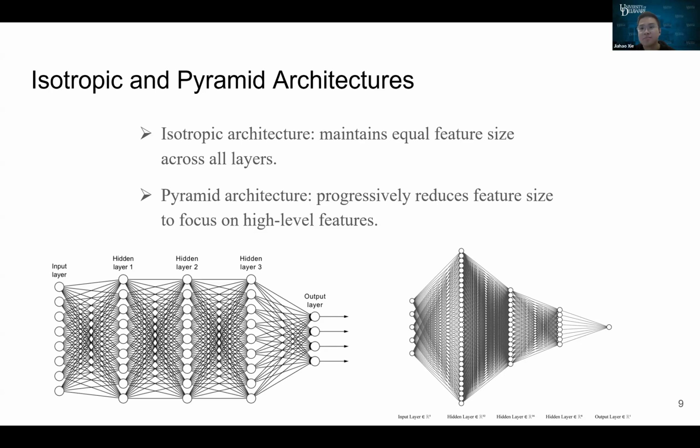This is akin to convolutional neural networks, such as ResNet. In ResNet, the spatial resolution decreases and the receptive field increases in deeper layers. The pyramid structure is particularly useful in tasks like object detection, where multi-scale feature representation is important. There are two examples. The left figure shows the isotropic architecture, and the right figure shows the pyramid architecture.